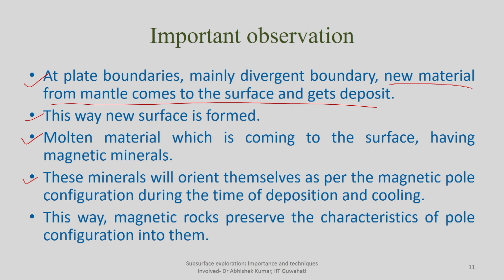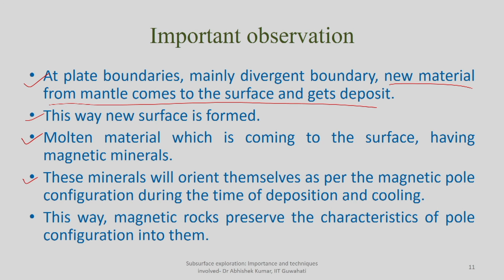So, at the time of deposition and subsequent cooling, these minerals behave just like a magnet free hanging from a thread: it will orient itself to the magnetic north and south pole considering the present configuration. The same mineral characteristic is there in the material coming from the mantle and getting deposited onto the surface. So, all those minerals contained in this molten material will also orient themselves to the magnetic north and south pole available at that particular location and that particular geological time scale.